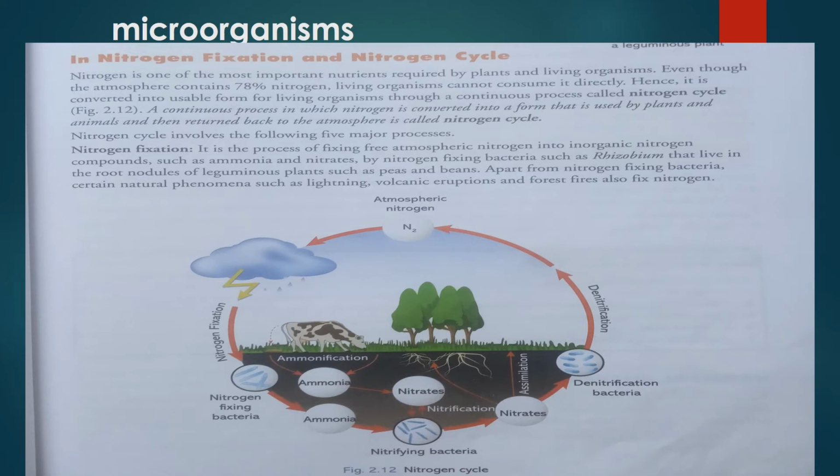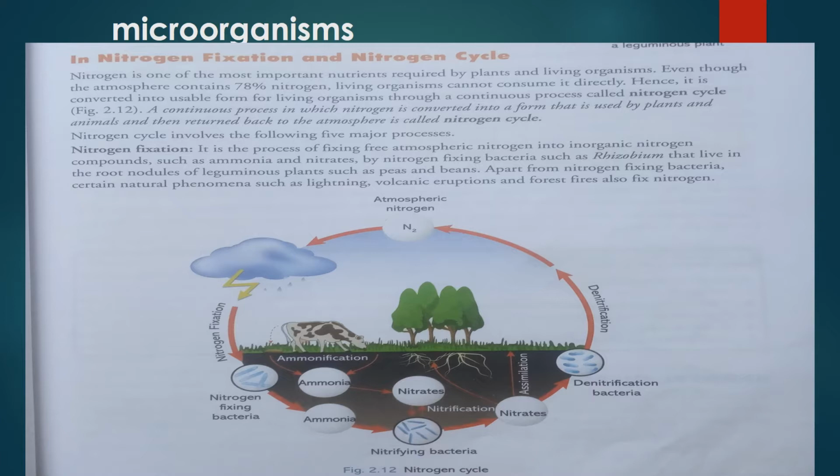Let's continue our chapter microorganism. Today we are going to discuss a very important topic, the nitrogen cycle. The nitrogen cycle has different steps. First one is nitrogen fixation, then nitrogen assimilation, nitrogen ammonification, nitrogen nitrification and nitrogen denitrification. Within these 5 steps, the nitrogen cycle will complete.